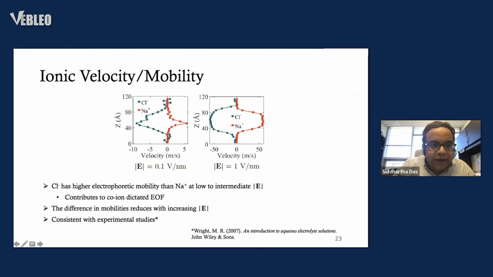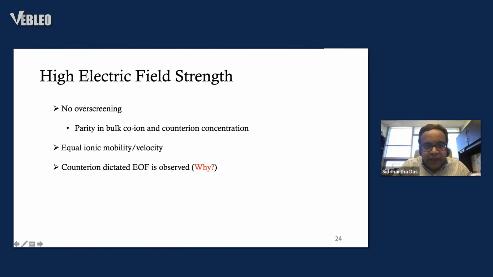What is then causing the electroosmotic flow in the direction of counter ions for large electric fields? We study the ionic velocities. At large electric fields, in the picture on the right, there's not much difference between sodium and chloride ions. Then what's going on?